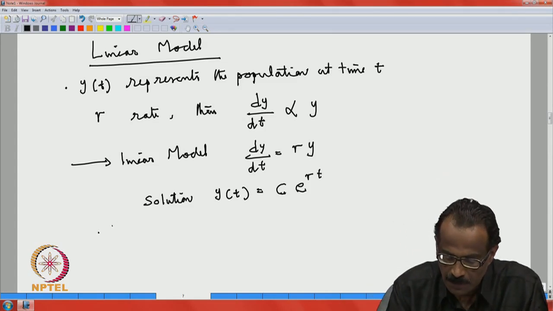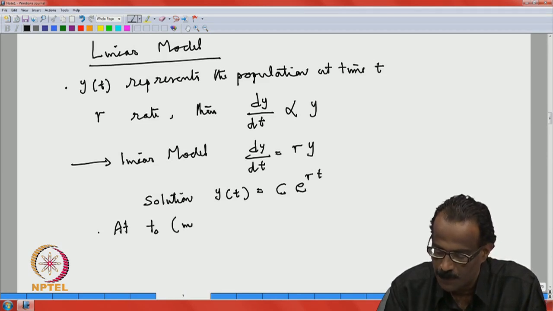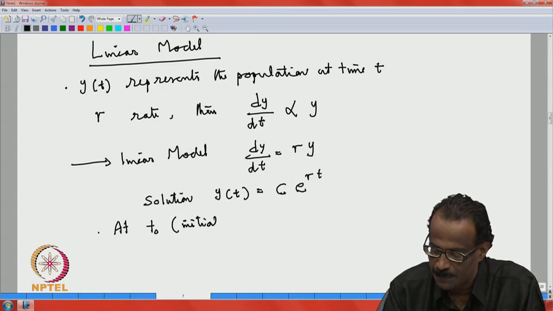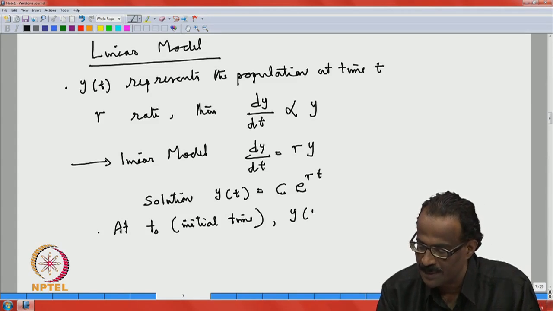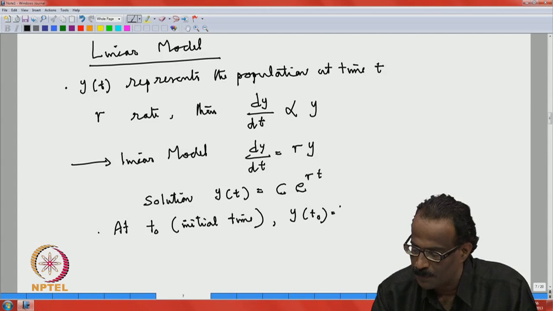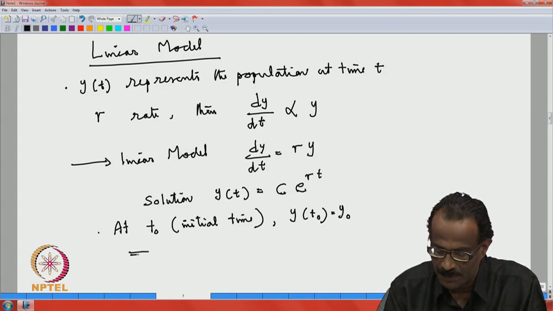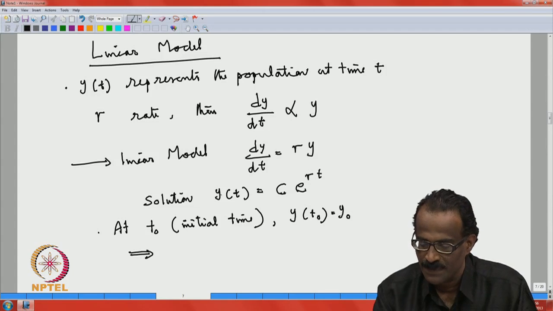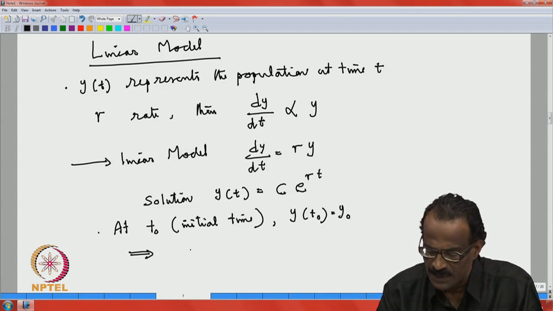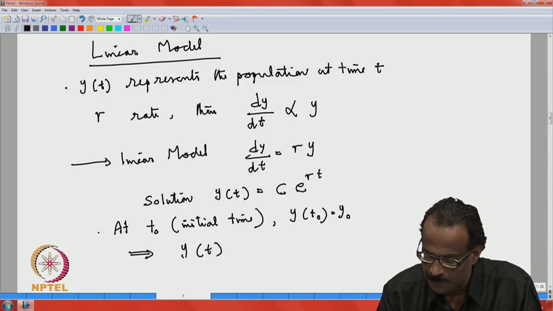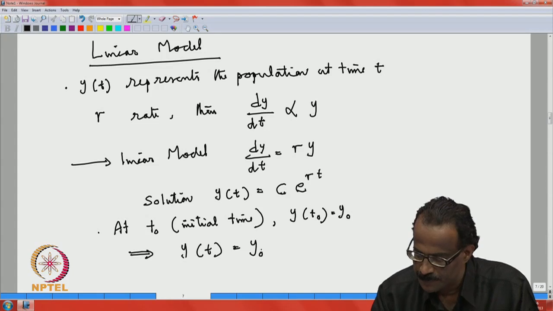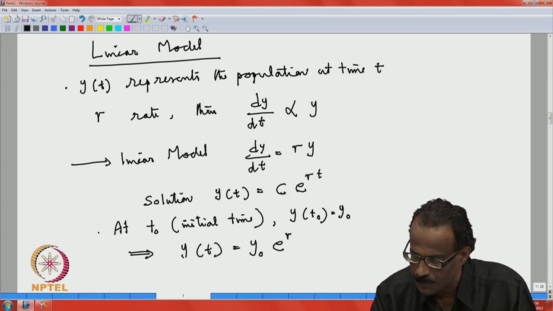If at t naught, your initial time, wherever you can put your initial time, you know the population, say suppose the population y(t naught) is equal to y naught, then that will imply, if you substitute at t naught, you will get y naught. So your population y at t will be y naught e power r into (t minus t naught). You can evaluate and do that.